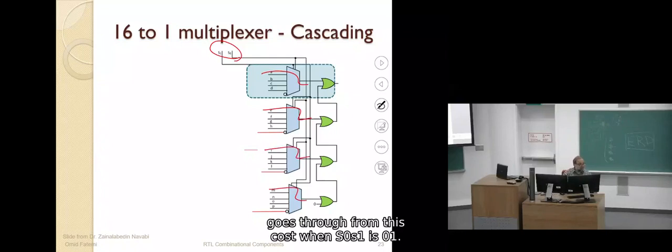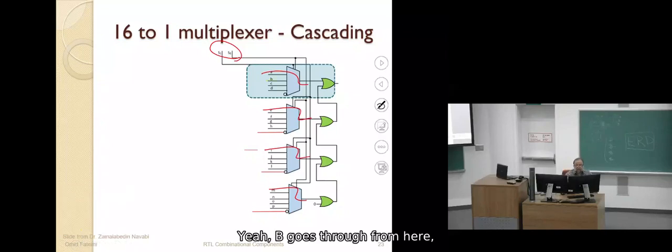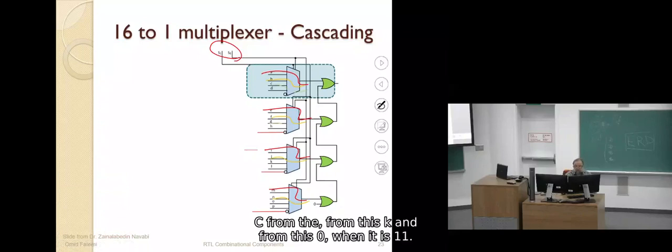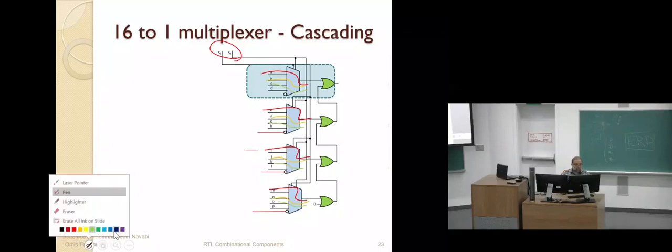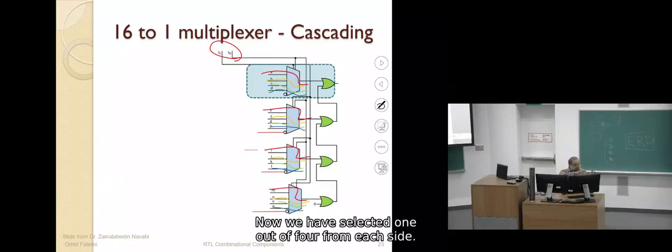When S0, S1 is 0, 1, B goes through from here, F goes through, J goes through, and N goes through. When it is 1, 0, the next input goes through: from this one C, from this G, from this K, and from this O. And when it is 1, 1, D, H, L, P goes through.